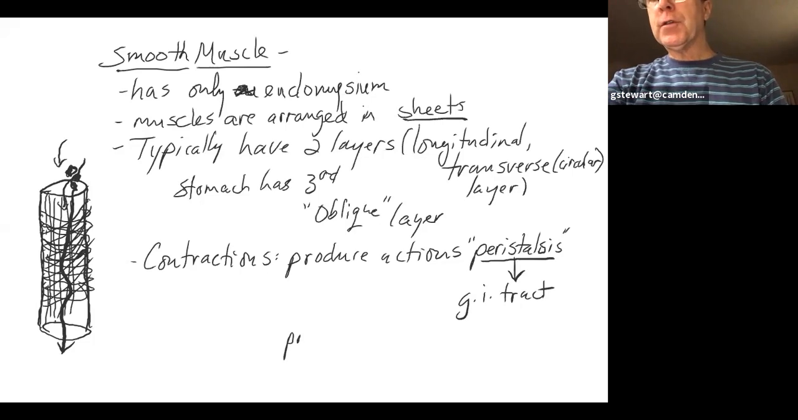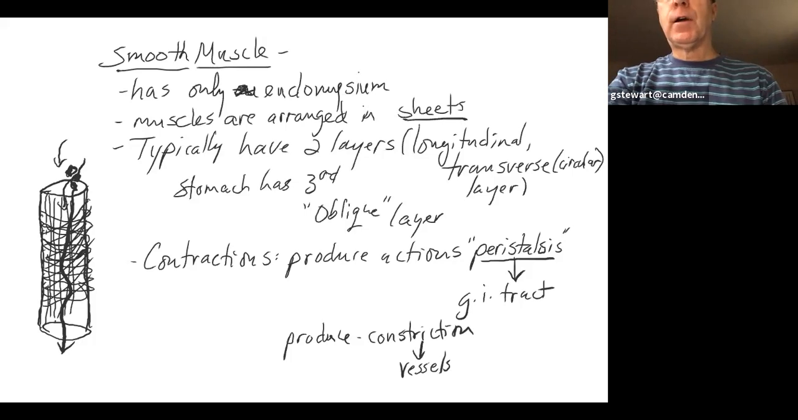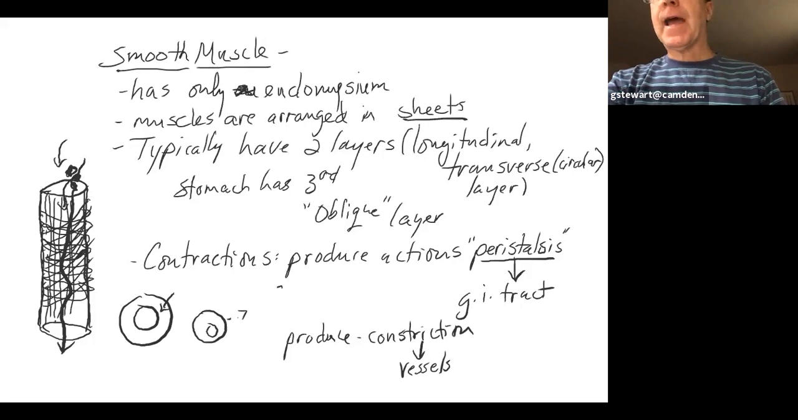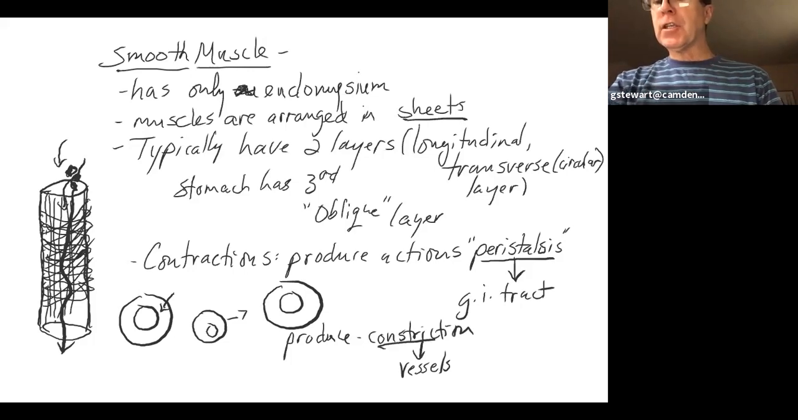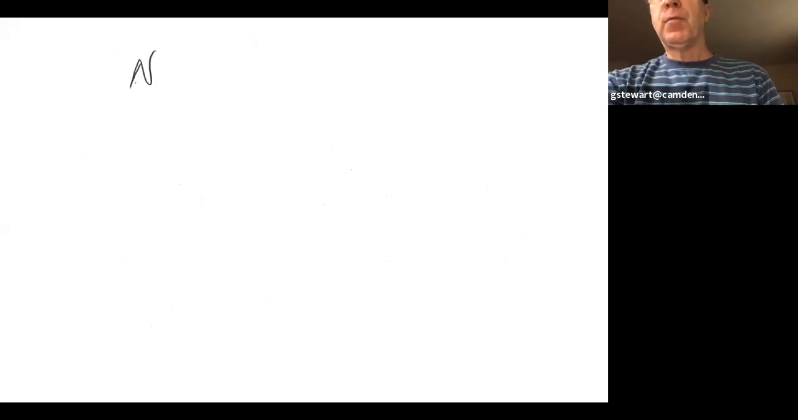Smooth muscle contractions also produce constriction. And that's specifically in our vessels. So the smooth muscle that lines our vessel walls, I'm going to give you a cross section here. There's a blood vessel. When these smooth muscles in this wall contract, it makes the diameter of that vessel get smaller. And when those muscles relax, the diameter of that vessel, it's called dilation, gets larger. That's a constriction activity. I'm still talking about smooth muscle.